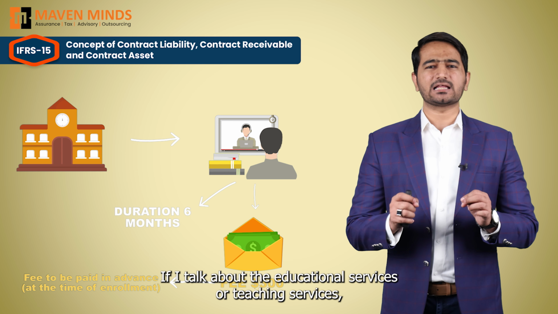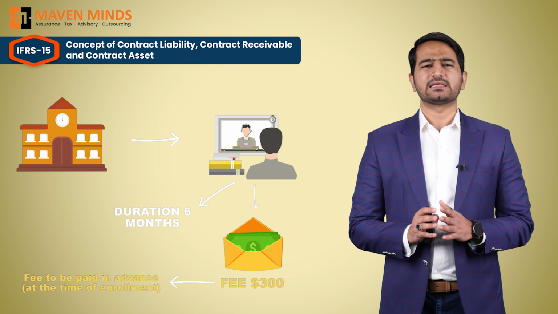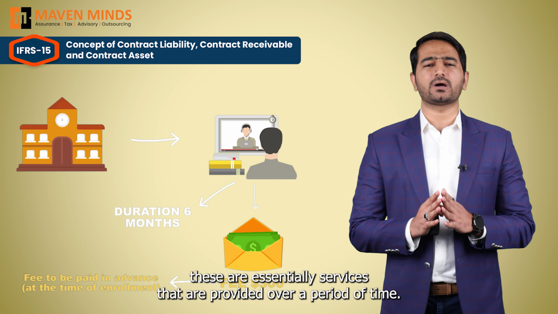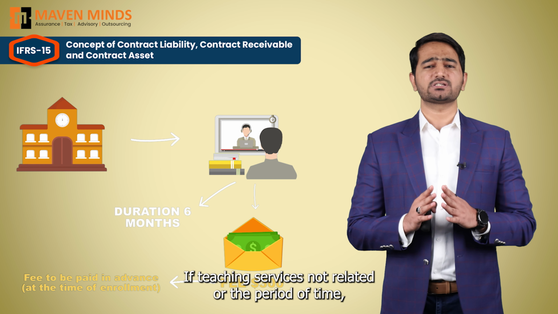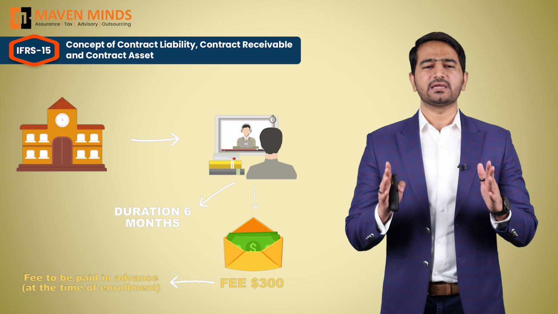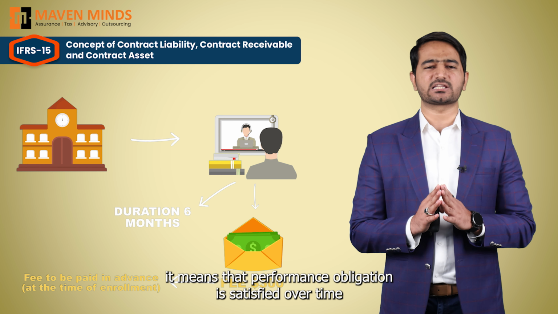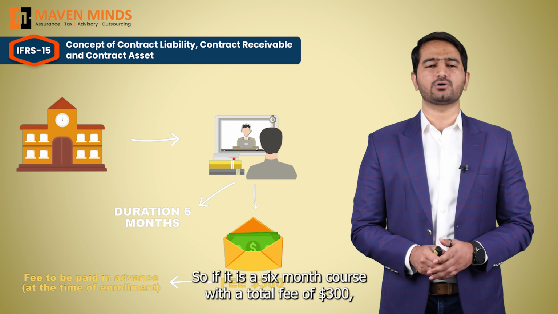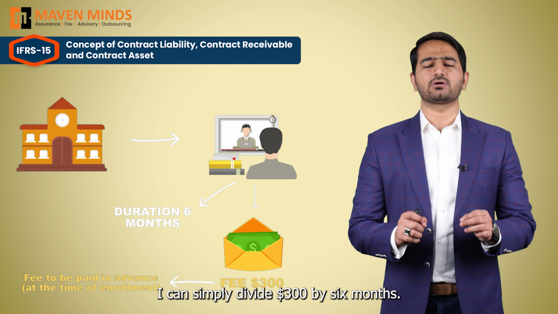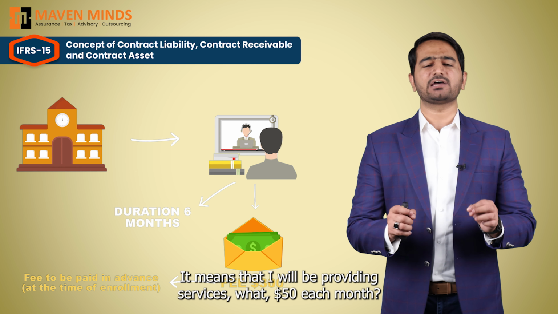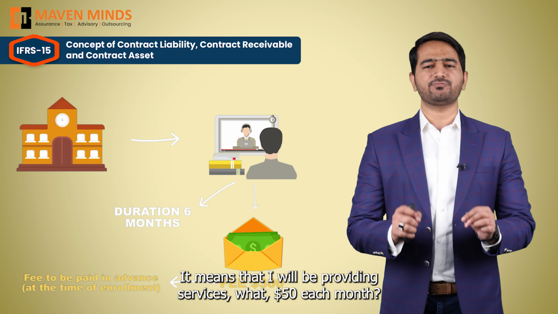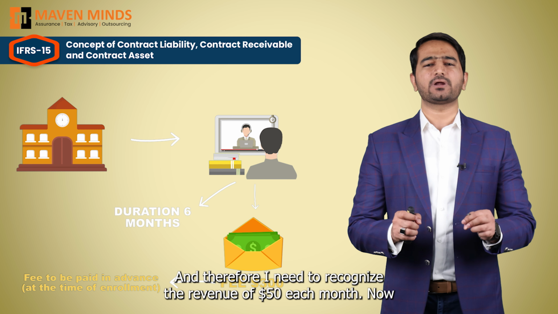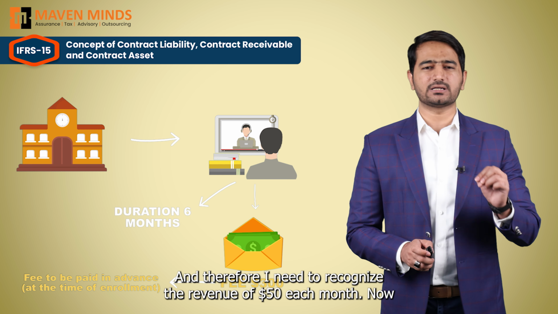If I talk about educational services or teaching services, these are essentially services that are provided over a period of time. If teaching services are provided over a period of time, it means that the performance obligation is satisfied over time and revenue will also be recognized over a period of time. So if it is a 6 months course with a total fee of $300, I can simply divide $300 by 6 months. It means that I will be providing services worth $50 each month and therefore I need to recognize revenue of $50 each month.